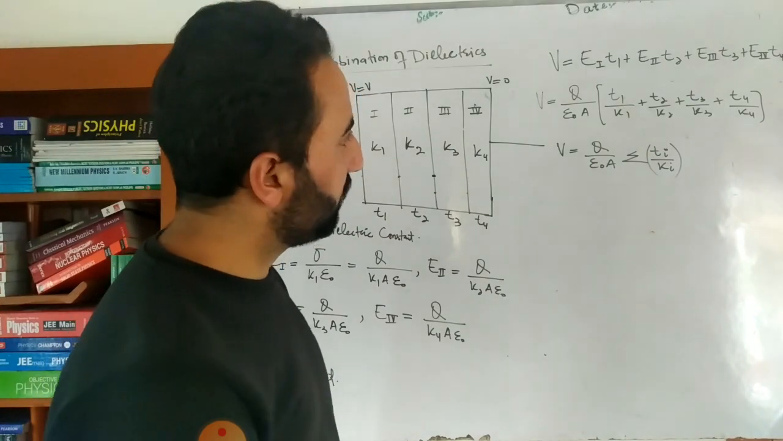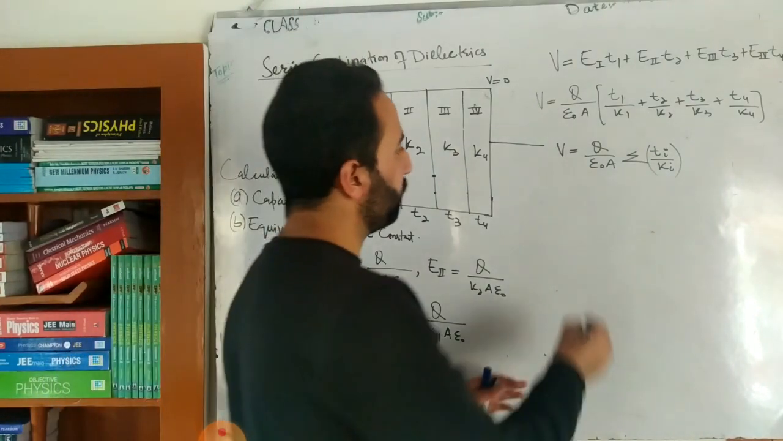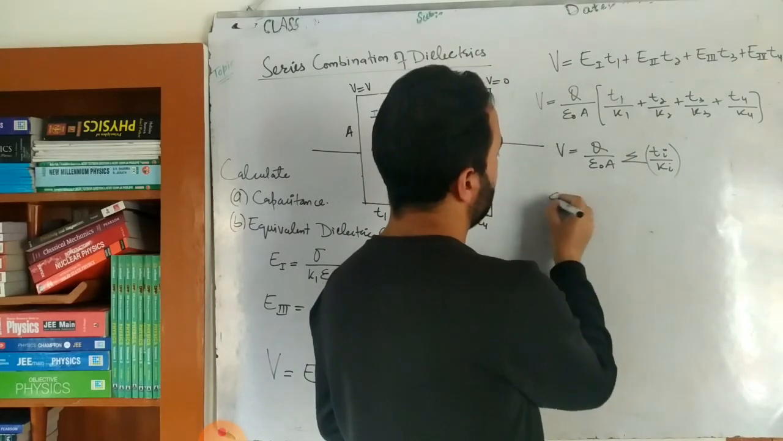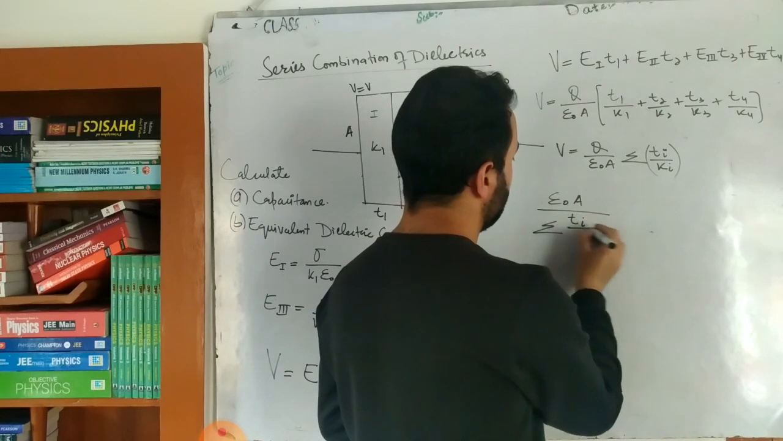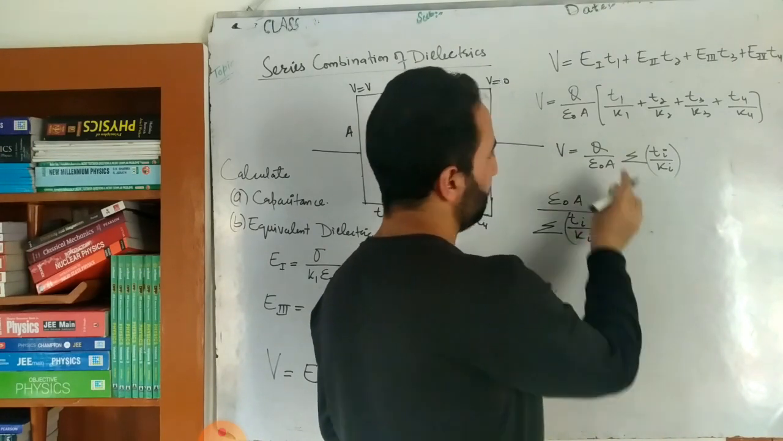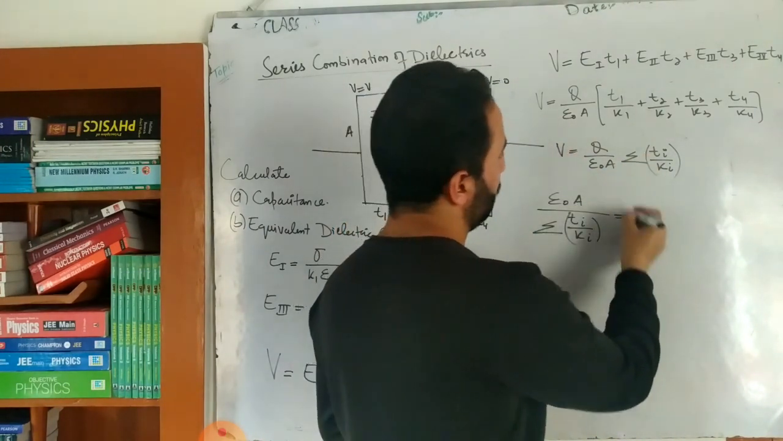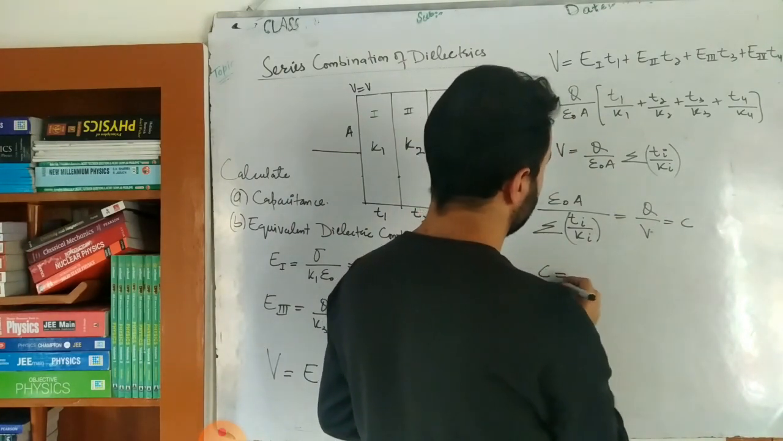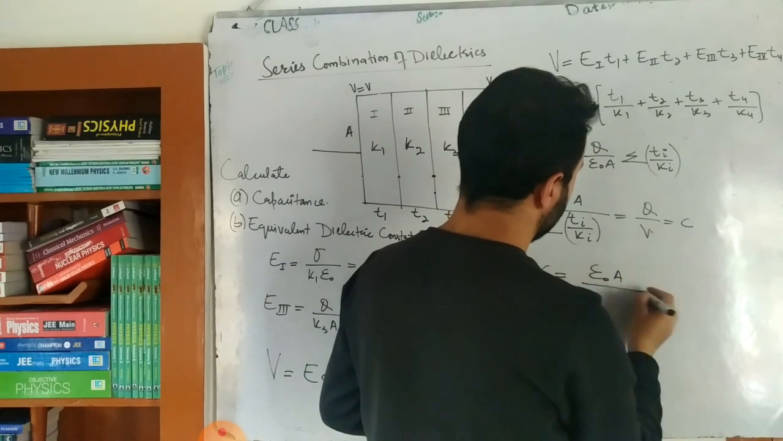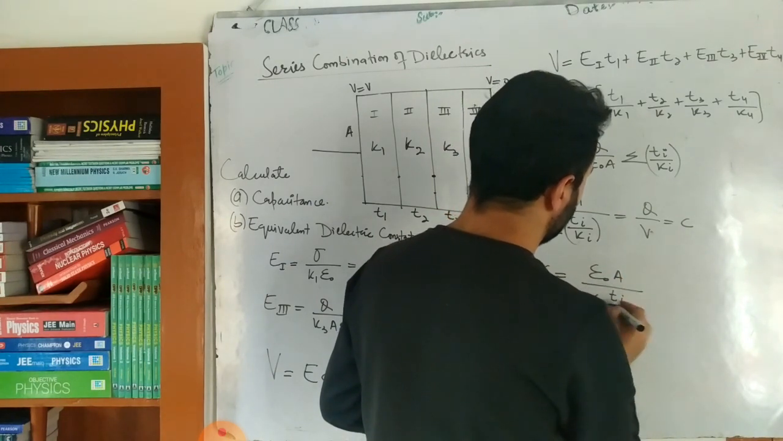Done. Now next we have to calculate capacitance. Capacitance will in turn be equal to what? That is Q divided by V. So here it will be epsilon 0 A divided by the summation of Ti divided by Ki. This goes up and this goes down, that's equal to Q divided by V, and Q divided by V is essentially equal to capacitance. Now capacitance is finally equal to epsilon 0 A divided by the summation of Ti divided by Ki.